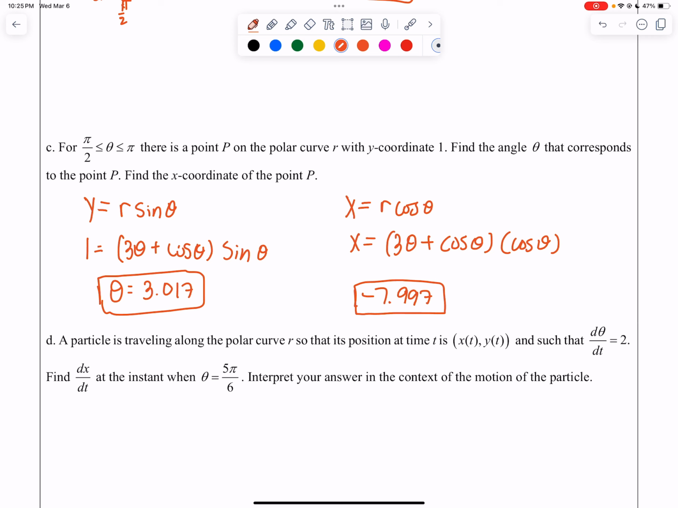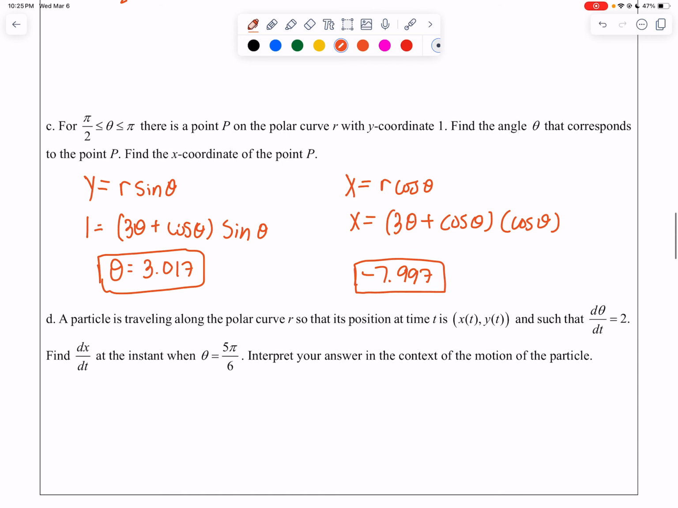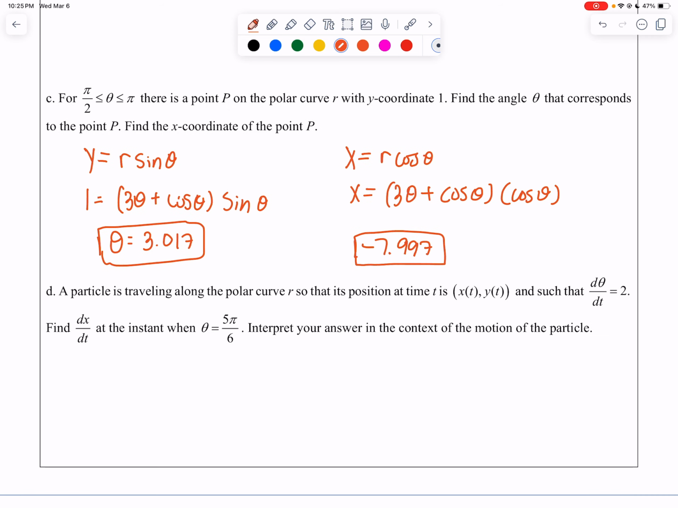All right, last one for this video. I don't even know how long this video is going to be. A particle is traveling along the polar curve so that its position at time t is x of t, y of t, and such that d theta dt is equal to 2. We want to find dx dt at the instant when theta is equal to 5 pi over 6, and we want to interpret our answer in the context of the motion of the particle.